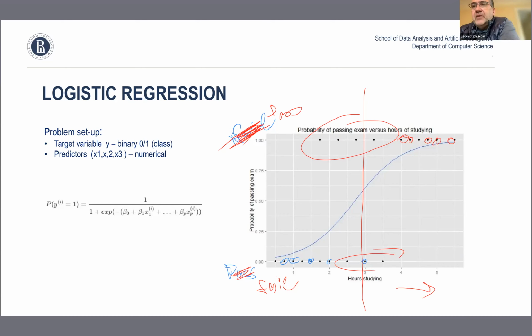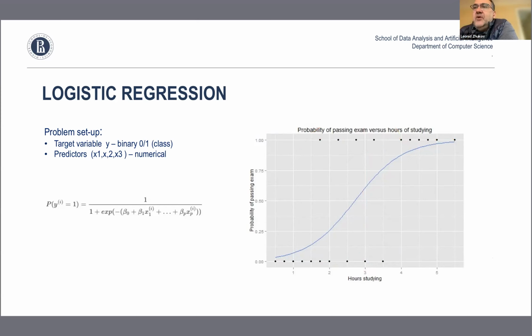We do have examples where somebody actually studied only 2 hours and still passed an exam, or maybe 2.5 hours and passed the exam. And then we had somebody who studied a little bit less, and one person passed the exam and the other failed. And then we had somebody who actually studied for 3.5 hours and still failed the exam, because this is a fail and this is a pass. So life is not very clear. There is no clear threshold that will easily separate this into fail and pass.